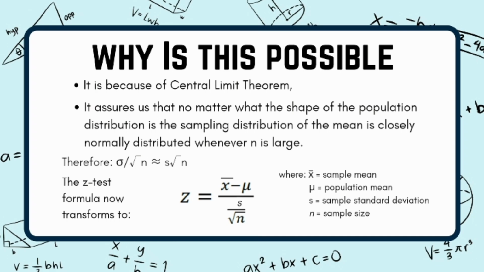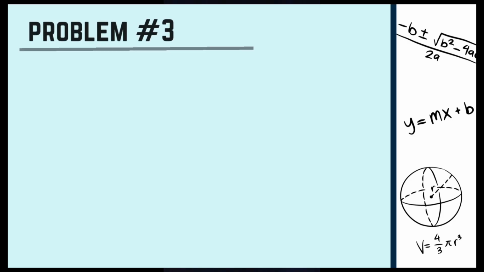The z-test formula now transforms to z is equal to sample mean minus the population mean over the sample standard deviation over square root of sample size n, where x bar is equal to sample mean, mu is equal to population mean, small letter s is equal to sample standard deviation, and small letter n is equal to sample size.